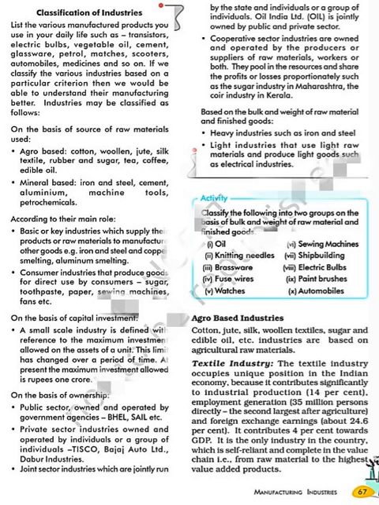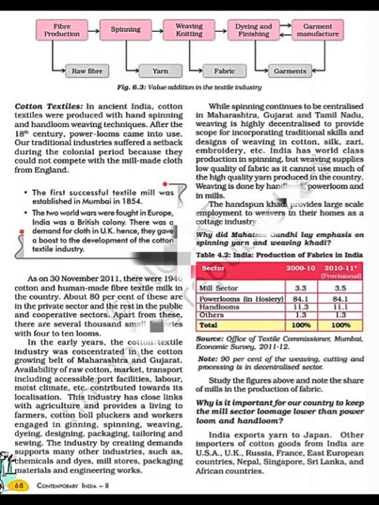Now on the same page, we have to discuss agro-based industry. We will discuss agro-based industries: cotton, jute, silk, wool and textile, sugar, edible oil. All these industries are based on your agriculture raw material. Now on page 68, students, we have to discuss cotton textile. The first successful textile mill was established in Mumbai in 1854. This is very important, underline it please. It can be asked for 1 mark.